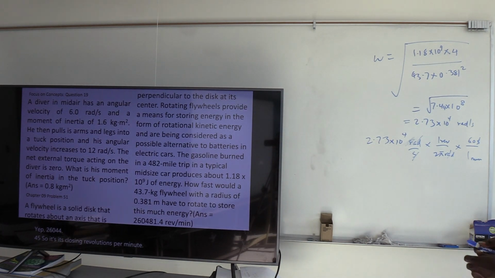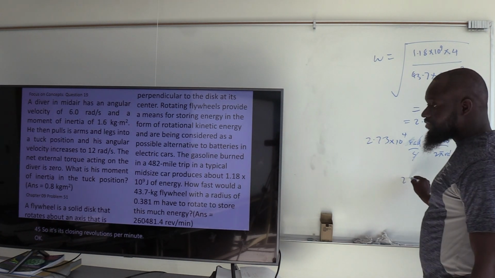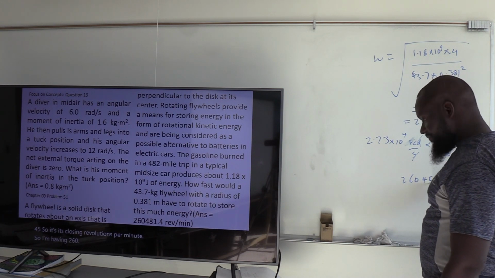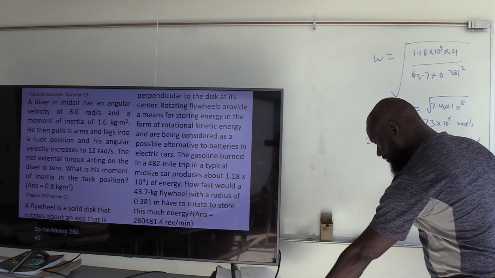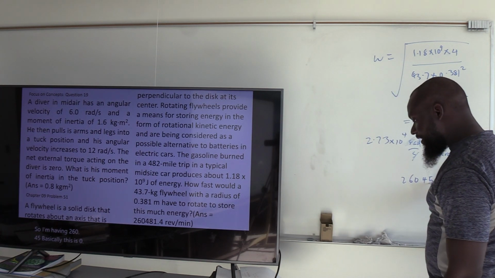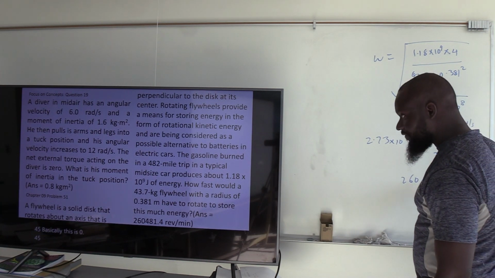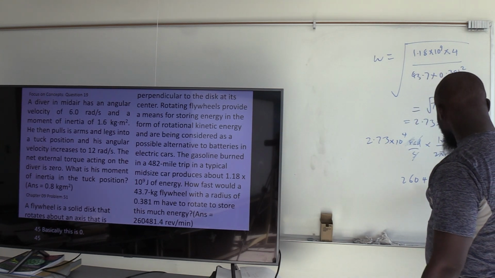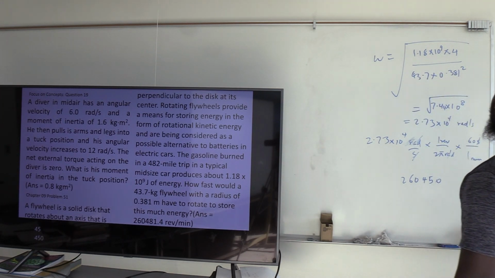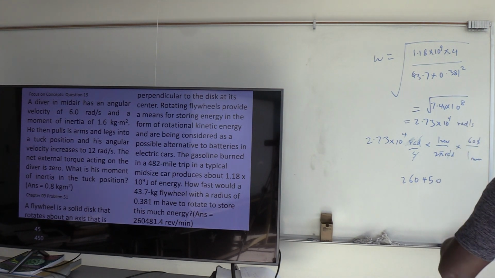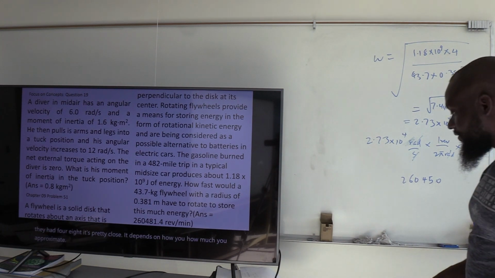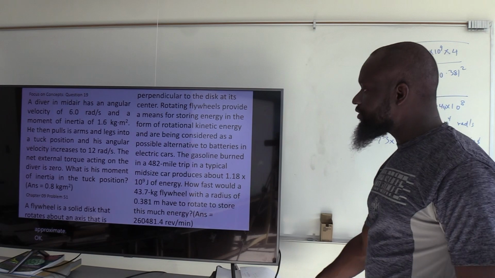Okay. So I'm having 26045 basically. 26045. Okay. They had 48. It's pretty close. It depends on how much you approximate when you do this. Okay. Let's go to the next problem.